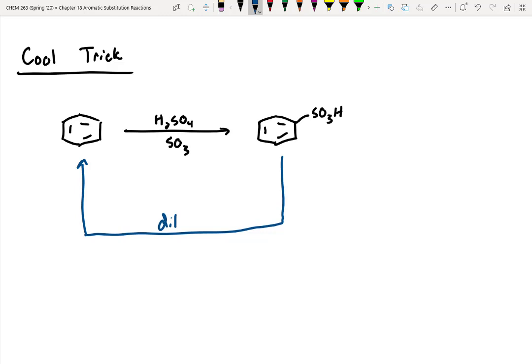If we want to go in the reverse reaction, it's really straightforward. All we need to do is react this with dilute sulfuric acid. So what does that mean? It means that we're just going to run this in sulfuric acid and water, and we can remove that. So the question is, why might you want to do this? Well, there's a few reasons. One is you could treat this as a protecting group. Another way to describe this is a blocking group.